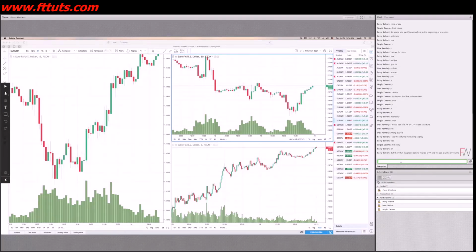Okay, Barry, so the question is, but then that big green candle makes a V formation and we can see a spike in volume. Yeah. Over there, we do see a spike in volume, but over there we can also see it on our 60. We do have a rise in volume starting to come up. Yeah, exactly.